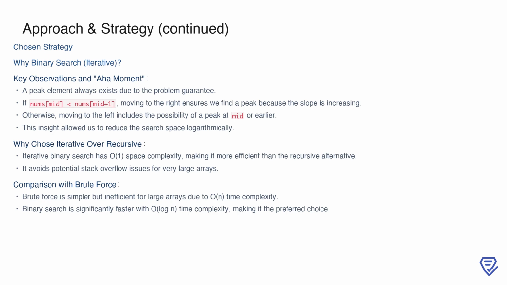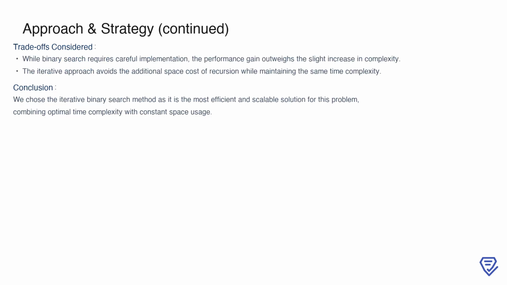In considering the trade-offs, the iterative binary search method stands out as the most efficient and scalable solution. Although binary search requires a more thoughtful implementation compared to brute force, the logarithmic performance gain justifies the added complexity. By avoiding the additional space cost of recursion, the iterative approach achieves constant space complexity while maintaining logarithmic time complexity. This combination of optimal time and space efficiency makes it well suited for handling large datasets.